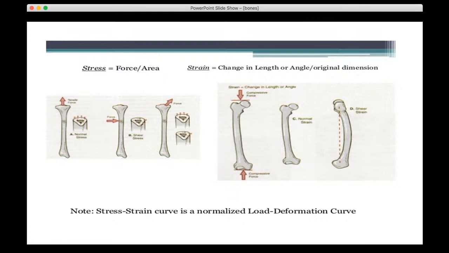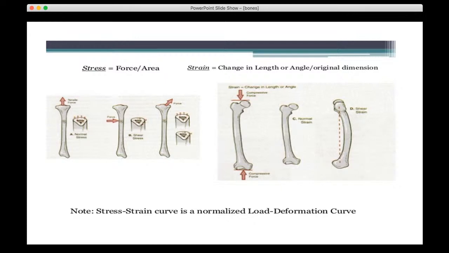So the thing which I showed in the previous slides: when compressive stress is there, longitudinal tensile stress is there, shear stress. So what is stress biomechanically? It is basically force per unit area. Okay. And on the right hand side, you can see the effects of this stress. Stress leads to deformation, and deformation is in the form of change in length, change in dimension, change in angle.